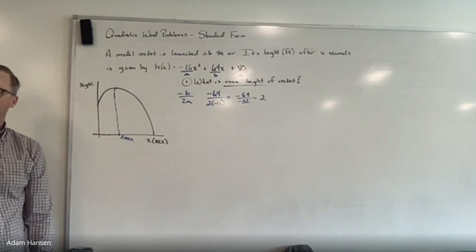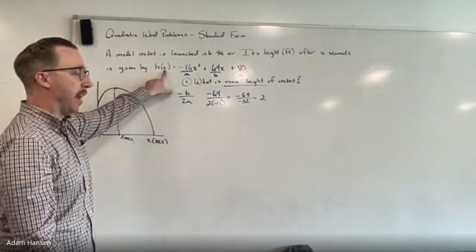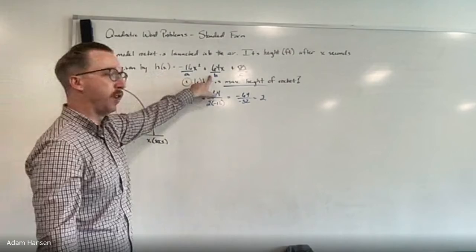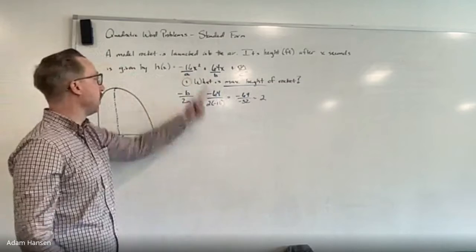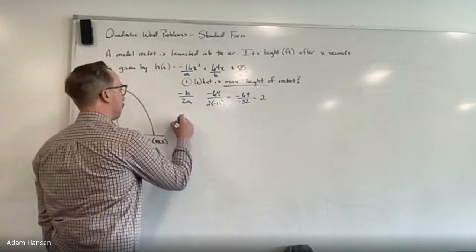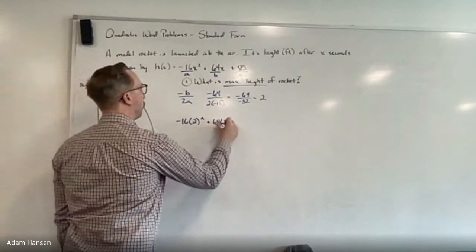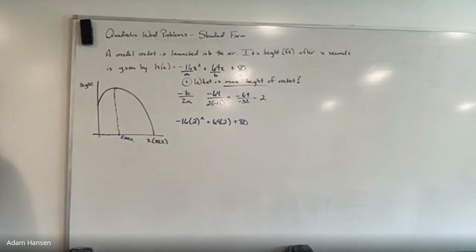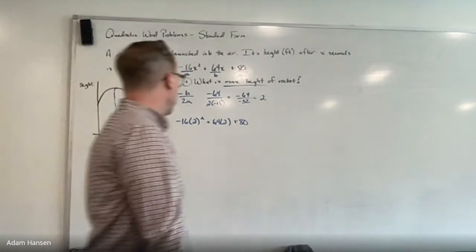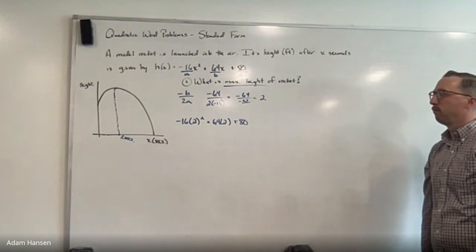Don't I have a formula to find the height for any time that I might be interested in? I can find the height in terms of x seconds by plugging in how many seconds for x I had. In this case, I know it's 2. So let's take negative 16 times 2 squared, plus 64 times 2, plus 80. Evaluate and find the height after 2 seconds from launch.